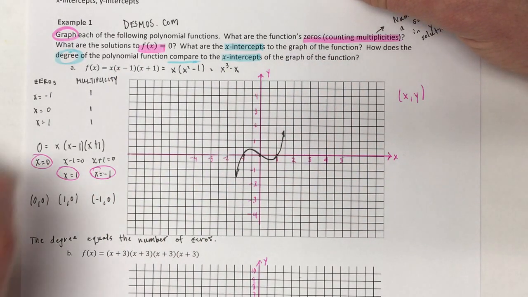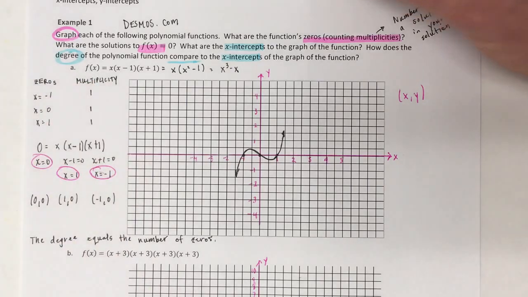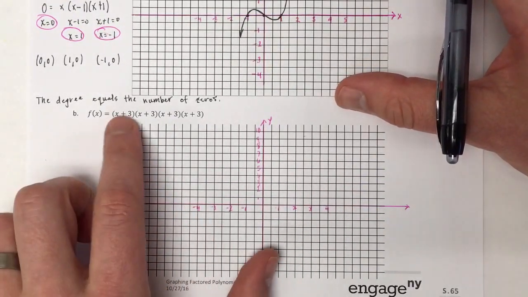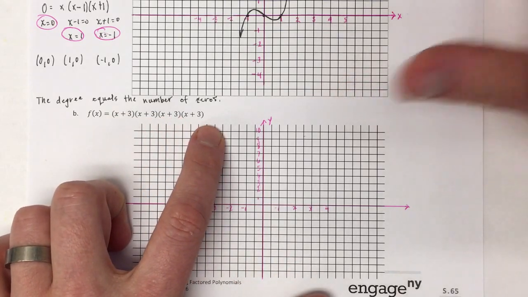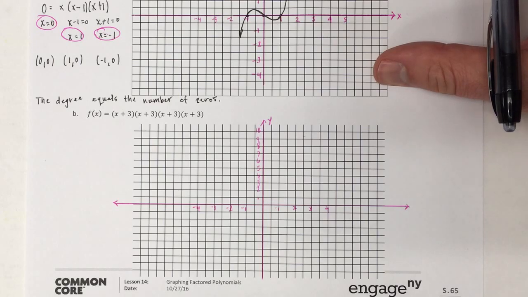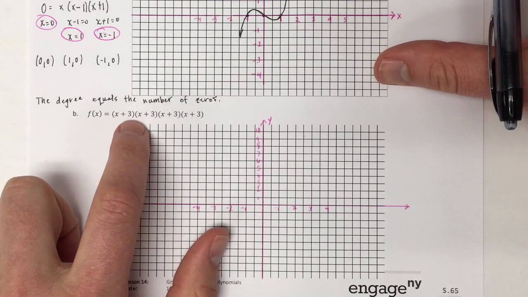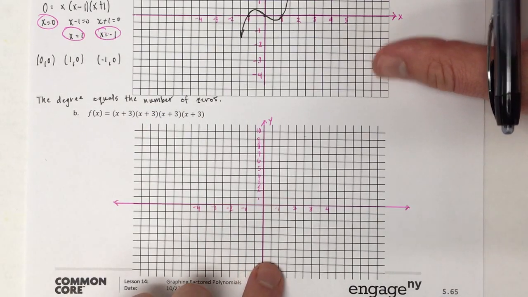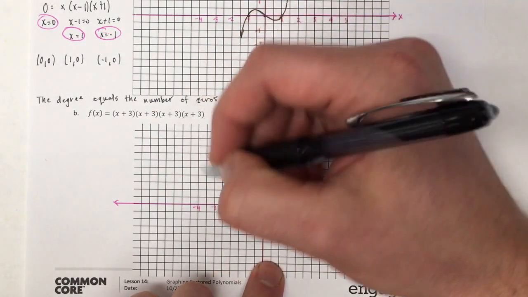Now, they're asking us to do this for a second one, and what I noticed with the second example is, well, each factor is the same. So how is that going to affect the graph? Again, I go to Desmos.com, I type in x plus 3 quantity times itself 4 times, and I get this graph that looks a little something like this.